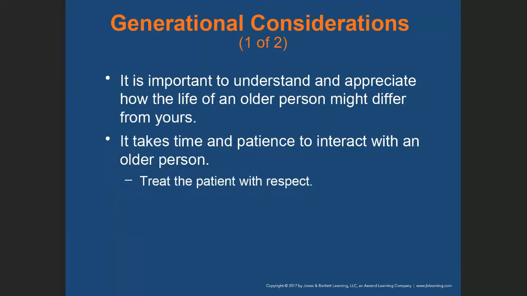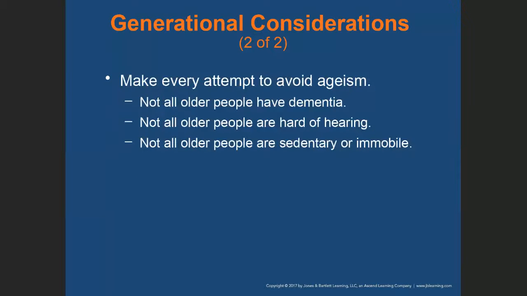General consideration. It is most important to understand and appreciate how the life of an older person might differ from yours. It takes time and patience to interact with an older person. Treat the patient with respect. Make every attempt to avoid ageism. So not all older people have dementia. Not all older people are hard of hearing. Not all older people are sedentary or immobile.